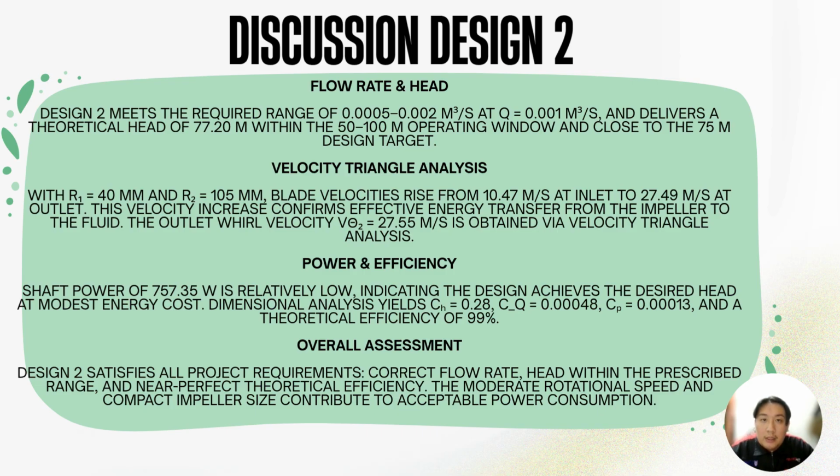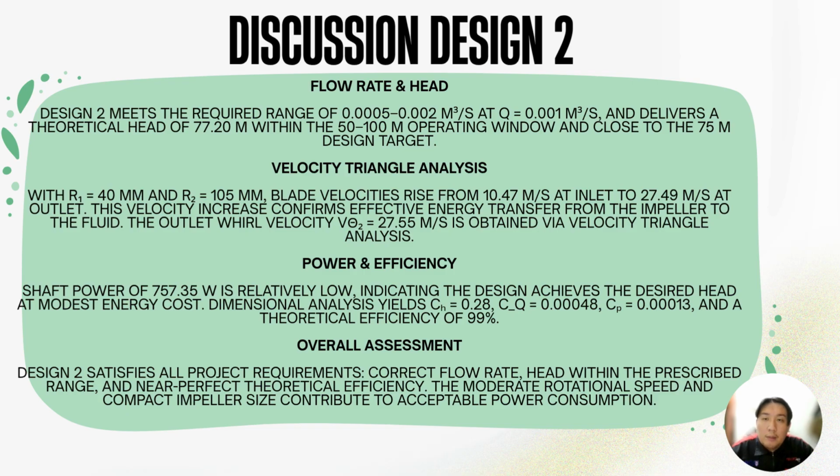Second is the velocity triangle analysis, with R1 40 mm and R2 105 mm. Blade velocity rises from 10.47 meter per second at inlet to 27.49 meter per second at outlet. This velocity increase confirms effective energy transfer from the impeller to the fluid. The outlet whirl velocity, V theta 2, equal to 27.55 meter per second, is obtained via velocity triangle analysis.